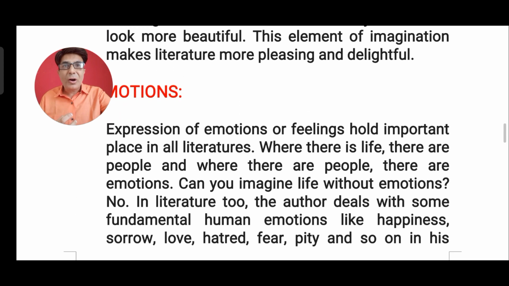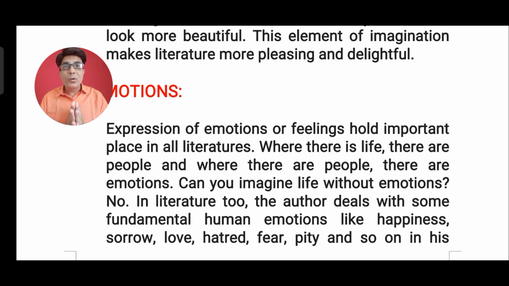The third important feature is emotions. Okay, expression of emotions or feelings, it has very important place in literature. Okay, where there is life there are people, and where there are people there are emotions. Can you imagine your life without emotions? No.